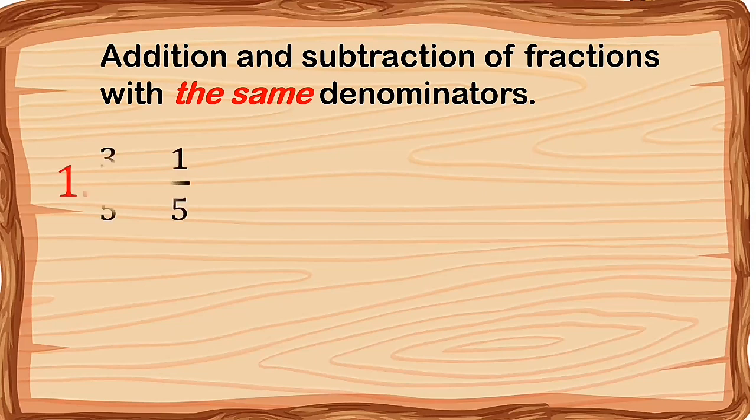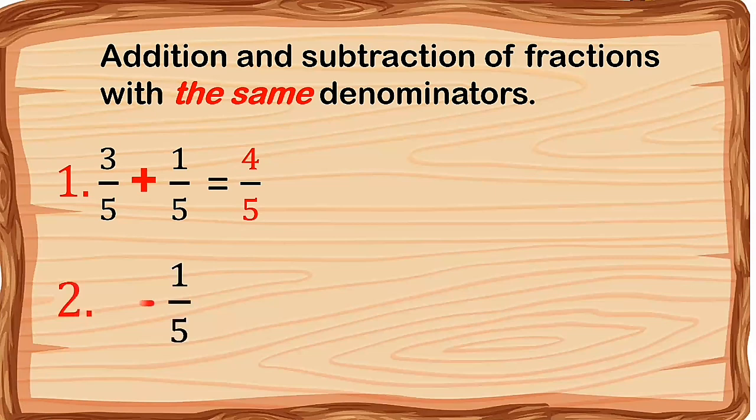For example, we have 3 over 5 plus 1 over 5. To add two fractions with the same denominator, we simply add their numerators and keep the denominator. When we say numerator, that is the number located on top of the fraction. So the numerators there are 3 and 1. So 3 plus 1 is 4, and you keep the denominator, which is 5.